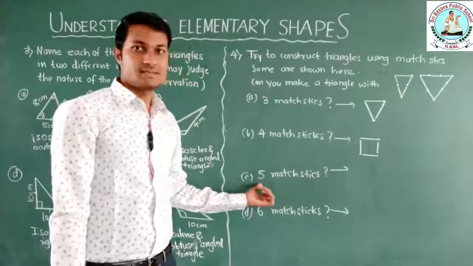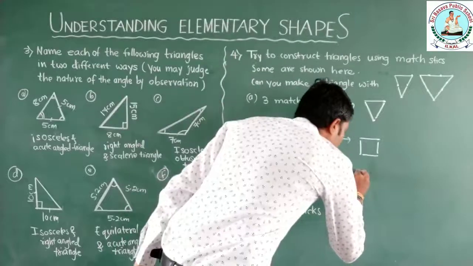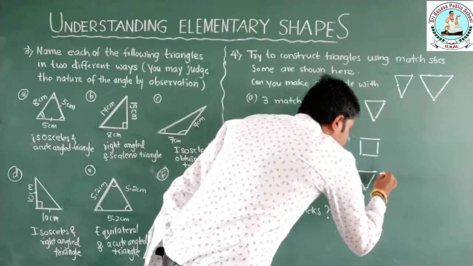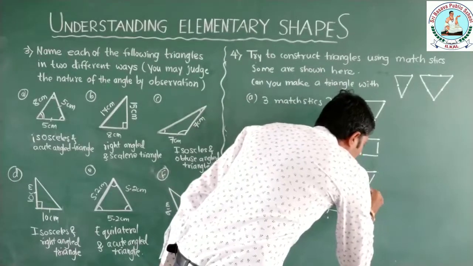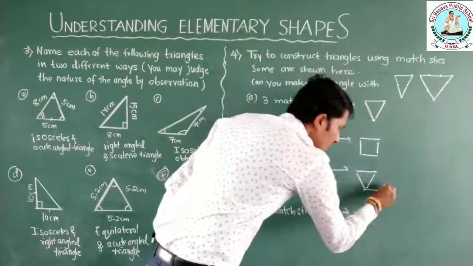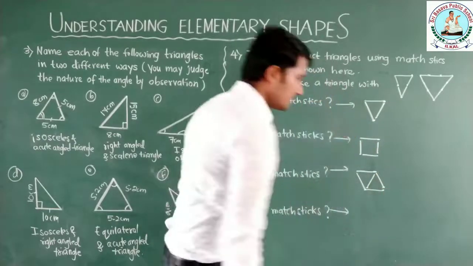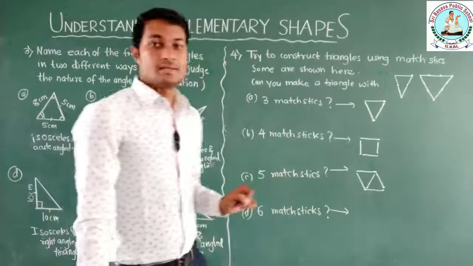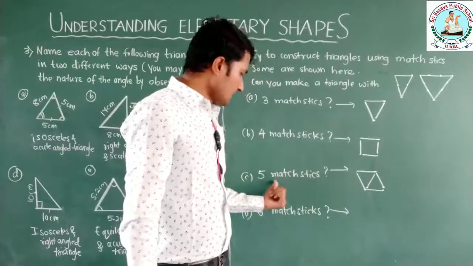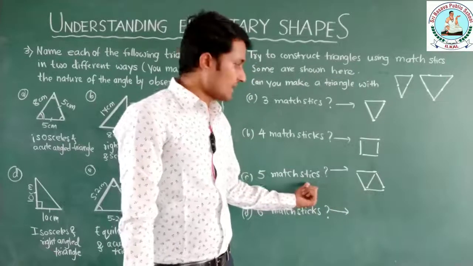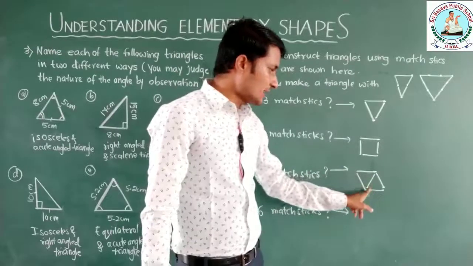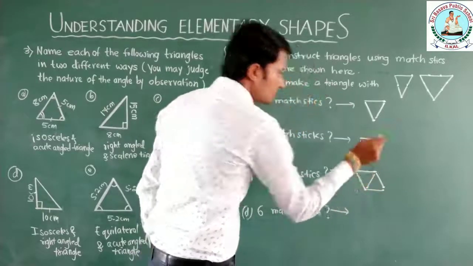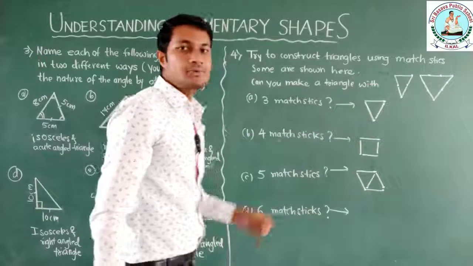Then 5 matchsticks. Let's try that. See here, 1, 2, 3, 4, 5. We can make the triangle with 5 matchsticks, and at the same time the angles are acute angles here. This angle is acute, this is also acute, and here all the angles are acute in the first case.